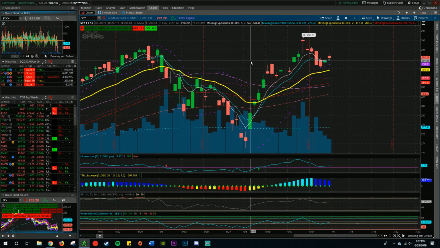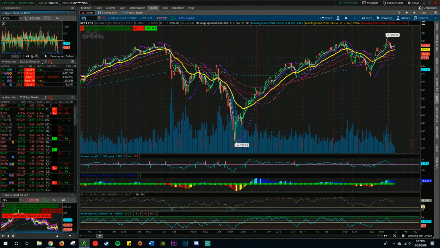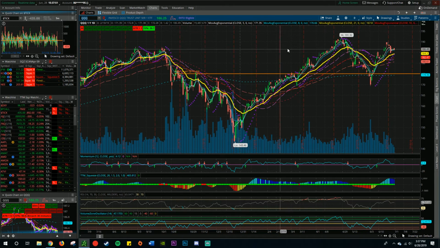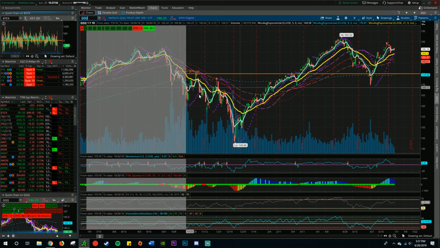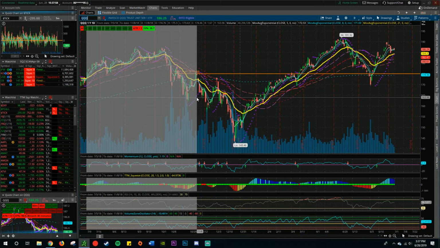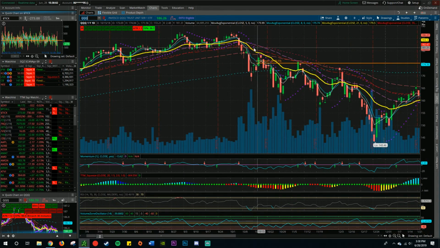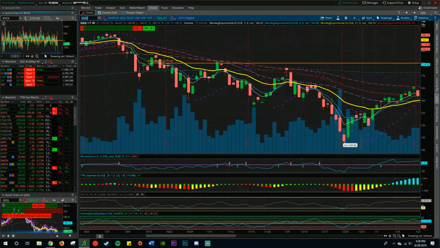Let's do another example. Let's look at the noodles, aka the QQQ. Let's do basically the same time period. Let's go back here. So this is closing out the year right here. Let's do more like this. There we go. So this is September all the way to like December, Christmas time here.